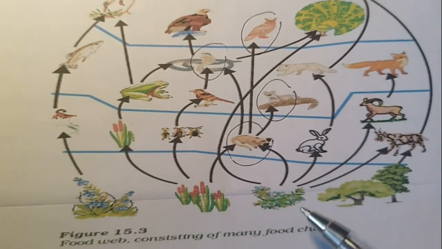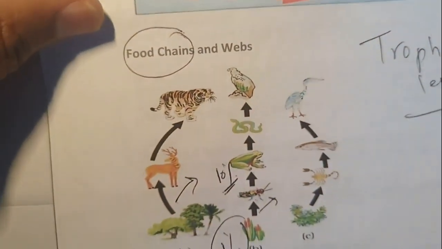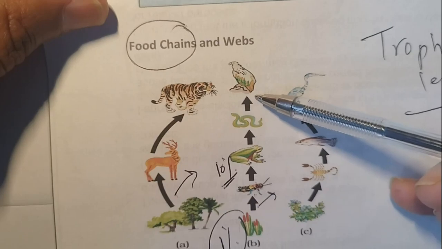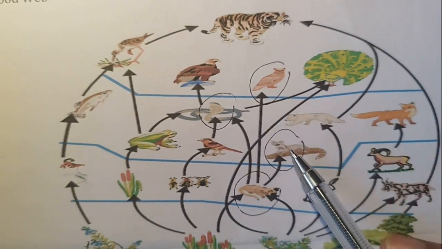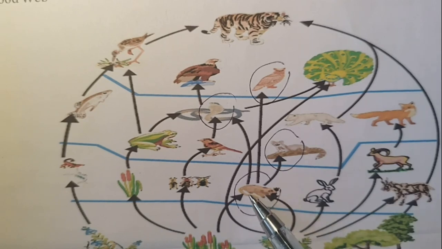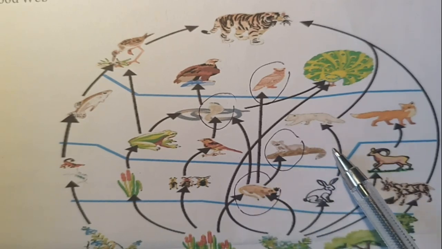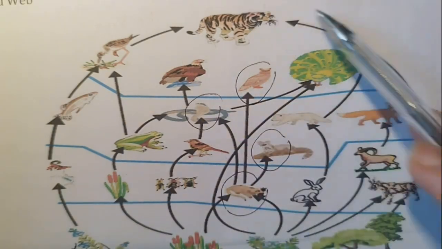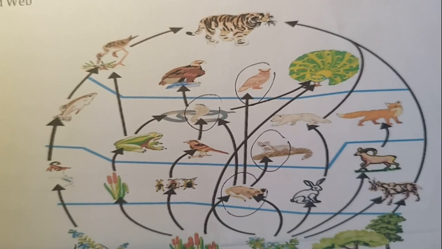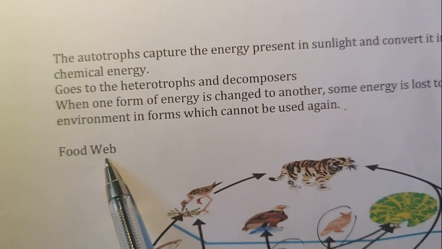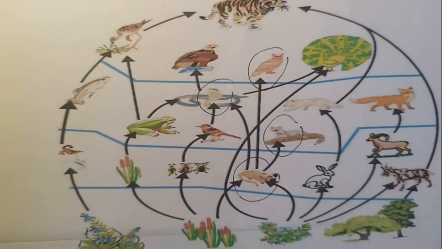So the food chain is not always a straight line. It is more a branching tree. The relationship is usually shown as a series of branching lines, and this series of branching lines is called a food web. Web means a network. So this is a food web.